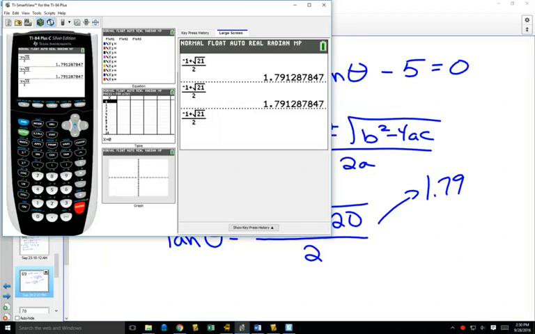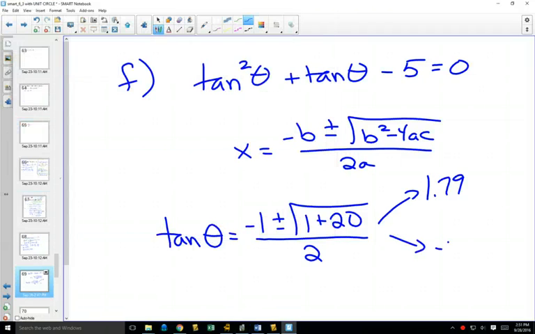If you have a newer calculator, you can also get that answer back by clicking up till you get to your answer, pushing enter, and it will retype it for you that way as well. The reason that's handy is because now I can just go over to that plus sign and change it to a minus sign. And I get my second answer at -2.79.